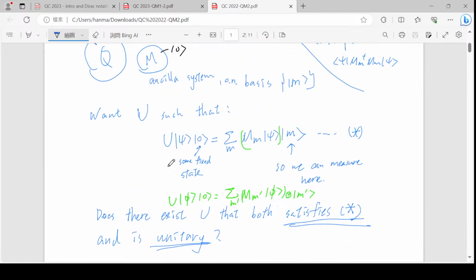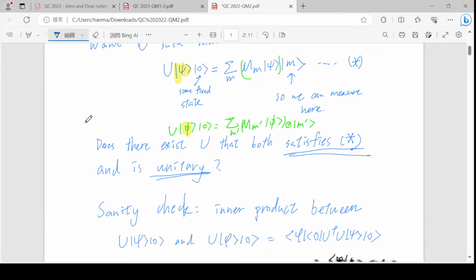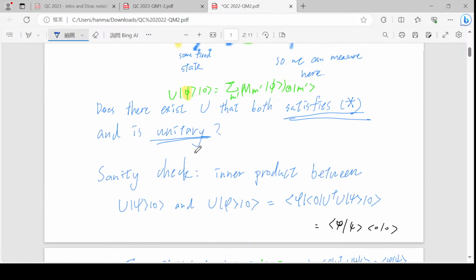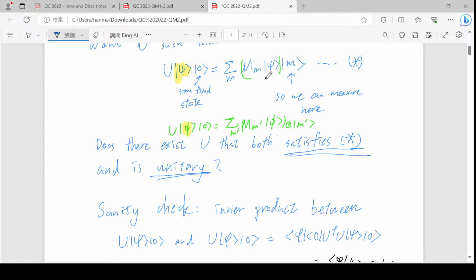And the first thing we check is that this condition itself is consistent. So we want to check if you put different psi here, maybe use a different color, then you will get this U is unitary, so you will preserve inner product. And we do that: you can do the inner product on the left hand side and the right hand side and see they are the same.